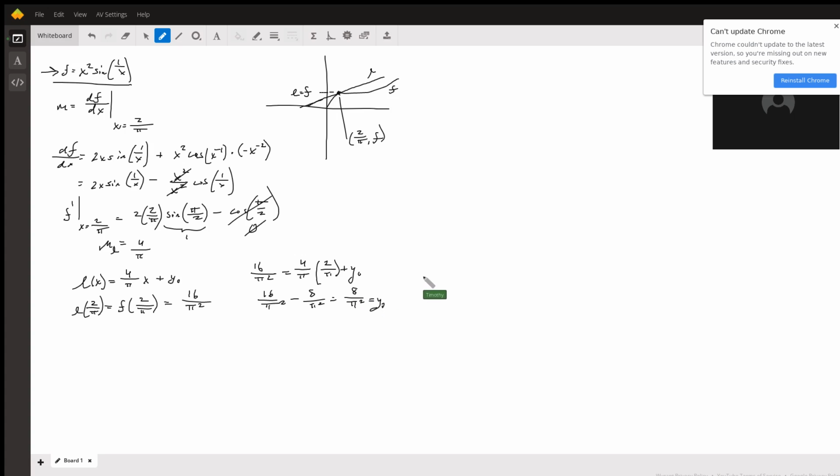So the equation of the tangent line, which we'll call L of x, is going to have a slope of 4 over pi times x plus 8 over pi squared. And there is your answer.